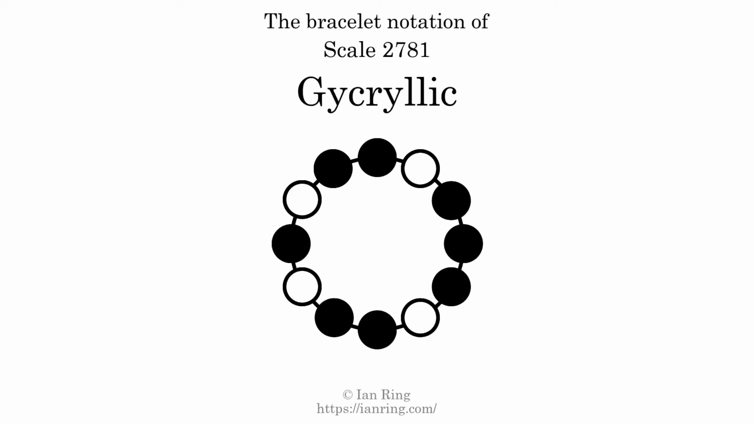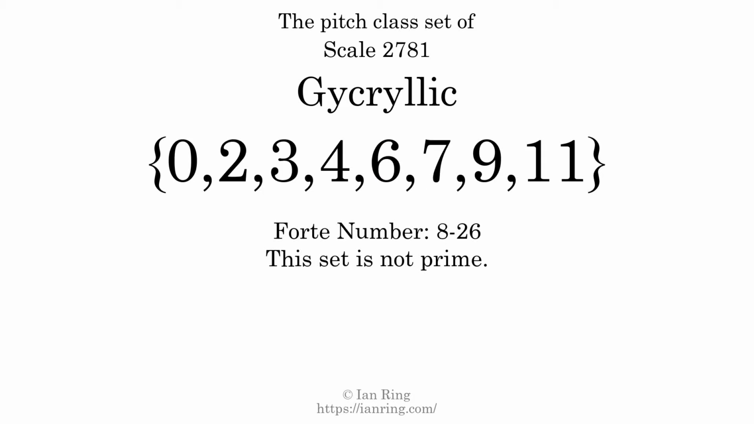This is a bracelet notation diagram of scale 2781. The shaded circles represent tones that appear in the scale, and they are read clockwise, starting at the top. The pitch class set for this scale is 0, 2, 3, 4, 6, 7, 9, 11. The fault class is 826. This set is not prime.